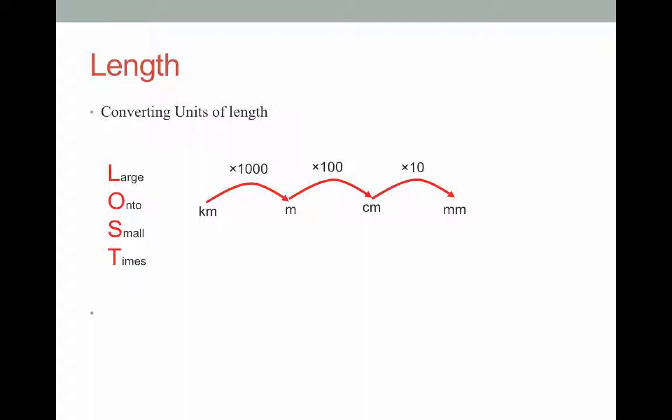But what if we wanted to go back the other way? Well, we're just going to do the opposite operation of multiplying. That is, to go from millimeters to centimeters, we will divide this time by 10. We will divide by 100 to go from centimeters to meters, and we'll divide by 1,000 to go from meters into kilometers. But how do you remember if you need to divide?